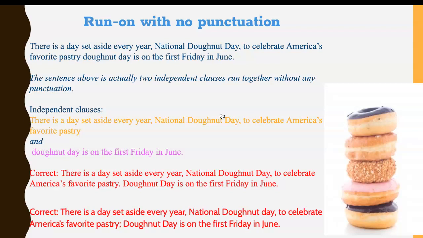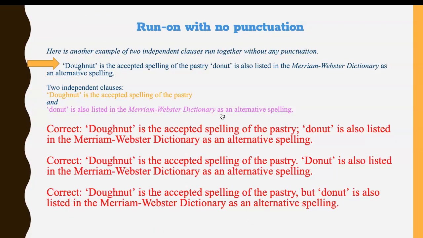Okay, so one way we could fix it is by just making it two completely separate sentences. There's a day set aside every year, National Donut Day, to celebrate America's favorite pastry. Period. Donut Day is on the first Friday in June. Period. It's already fixed. Sweet. The only thing you had to do was put a dot and capitalize one word. Super hard, right? Another way to do it is just by adding a semicolon. There is a day set aside every year, National Donut Day, to celebrate America's favorite pastry. Semicolon. Donut Day is on the first Friday in June. Super easy.